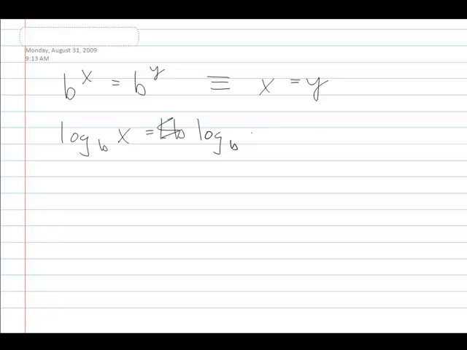The next property is that if we have b to the x equal to b to the y, then we can go ahead and say that this is equivalent to x equals y. Similarly, if we have the logarithm base b of x equal to the logarithm base b of y, this is equivalent to x equal to y. So having that said, it may make more sense to look at some examples where this is applicable.